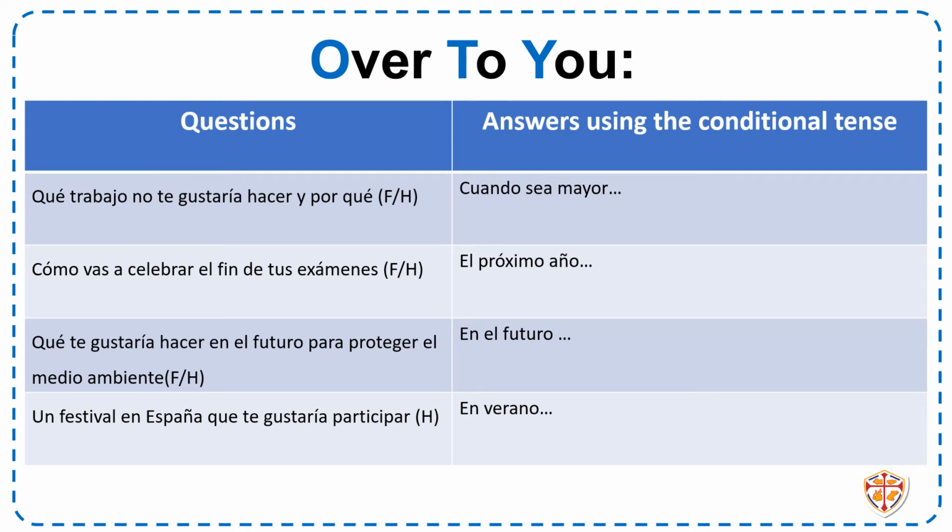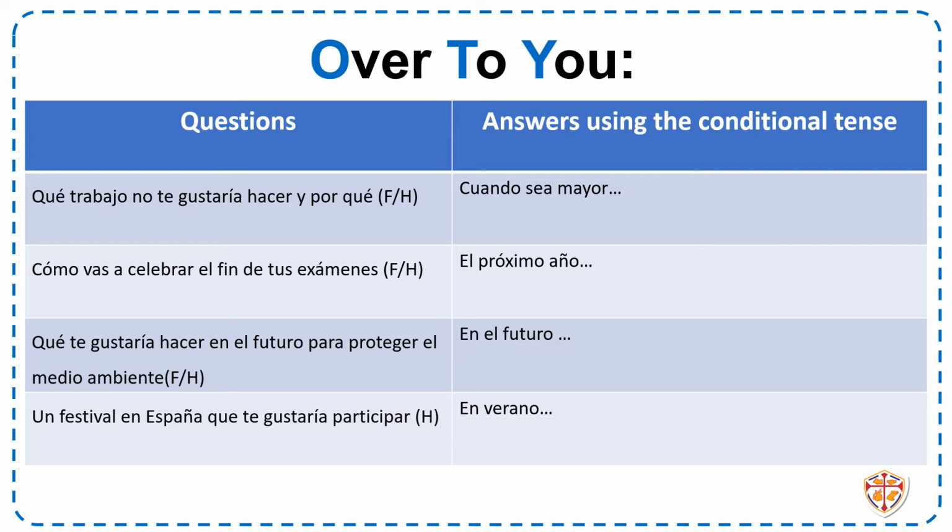Okay, so to help you out and to give you a bit of guidance, what I've done on this slide is that I've put sentence starters that will help you just in case you're stuck and you don't know how to start your short paragraph for each question. So, for example, for the first one, we've got ¿Qué trabajo no te gustaría hacer y por qué? And that means in English, what job you wouldn't like to do and why.